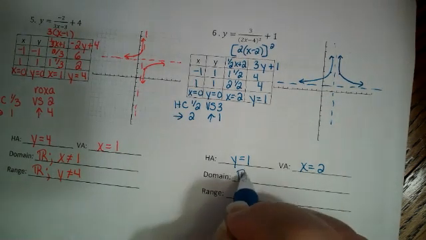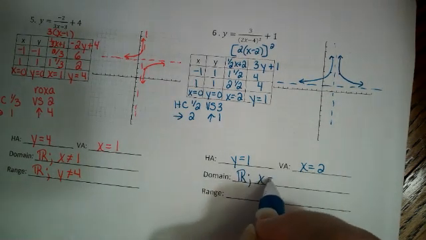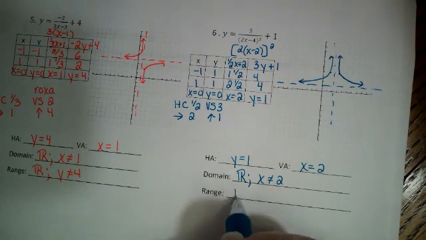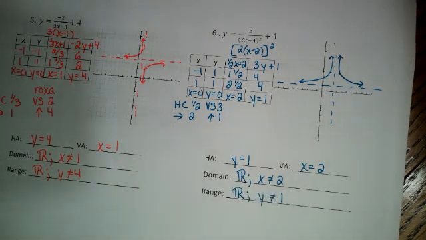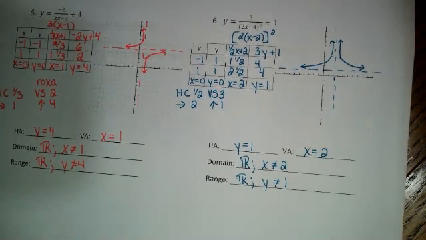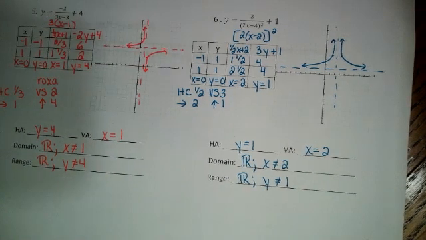Domain, all real numbers except for the asymptote line. The range, all real numbers except for the horizontal asymptote line. And that's how we transform rational, even, and odd functions.